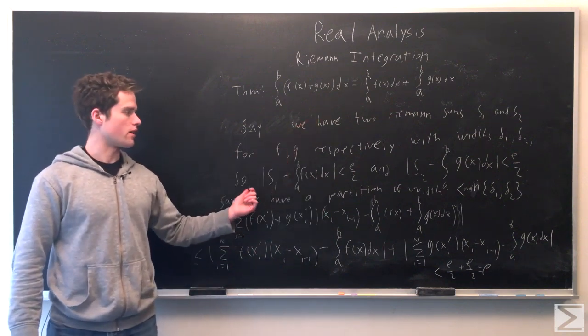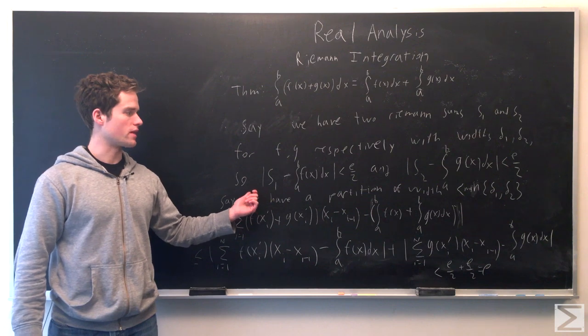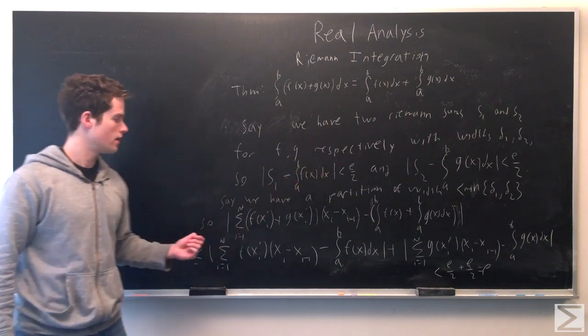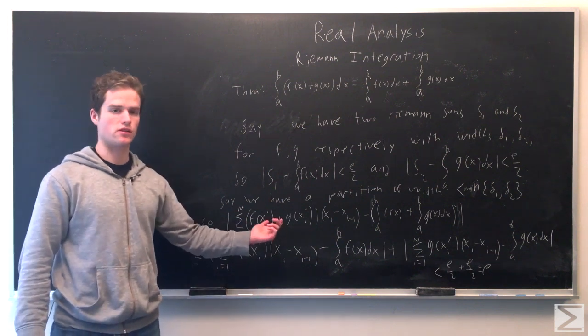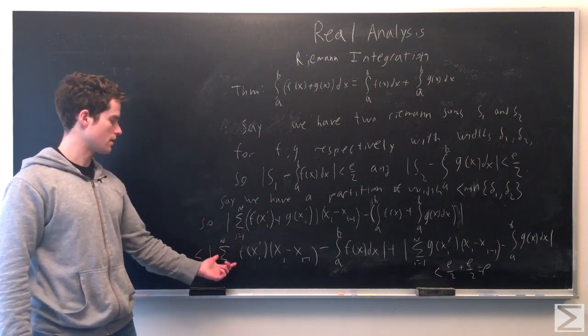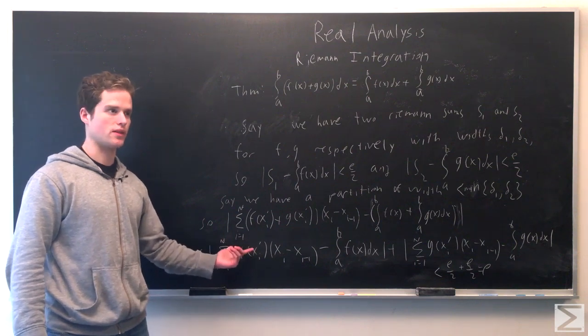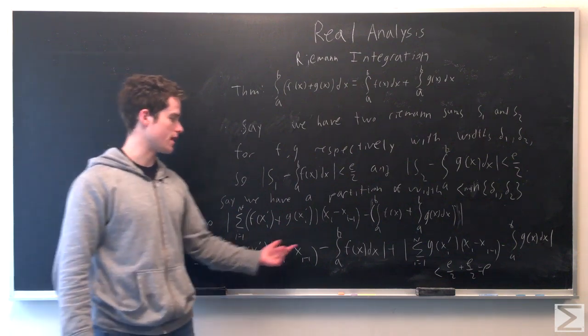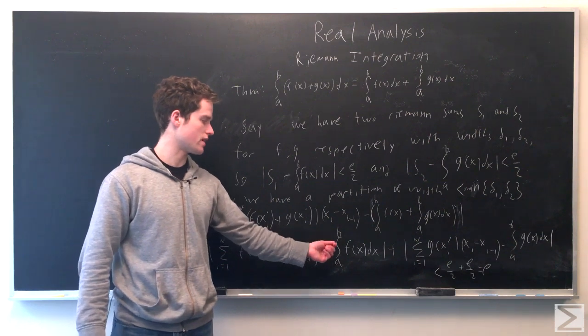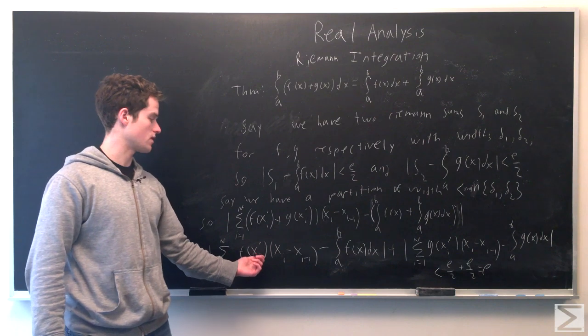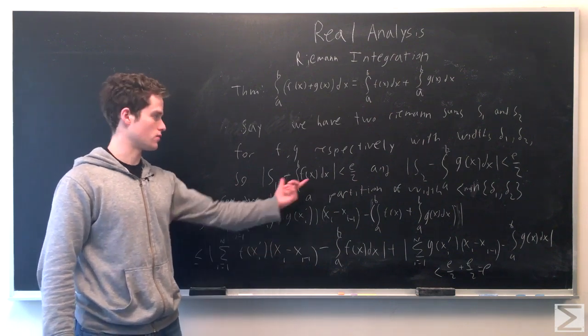And so we're picking our partition to be of width less than the minimum of delta 1, delta 2, so both our inequalities apply. And so we're going to rearrange this and use the triangle inequality to get a Riemann sum of width less than delta 1, that minus integral from a to b of f of x dx. So we know this is going to be less than e over 2 because the width is less than delta 1, so this will apply.